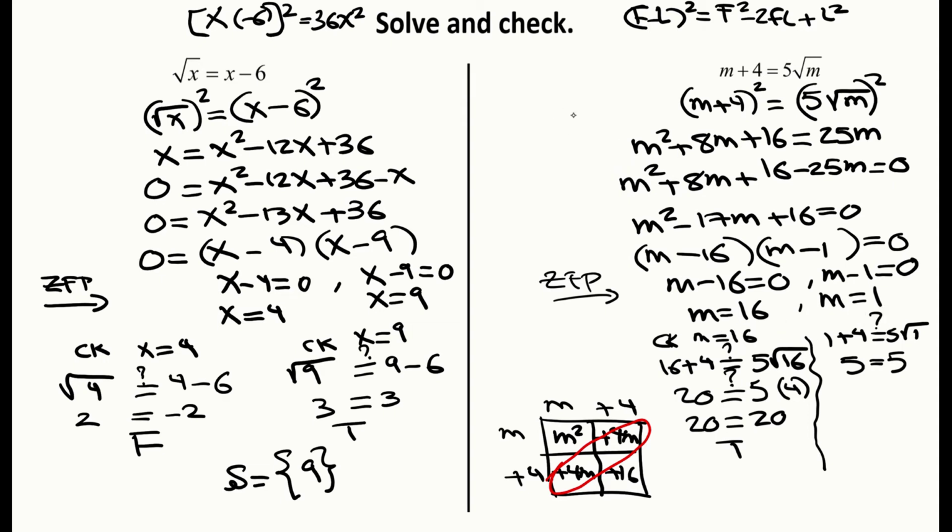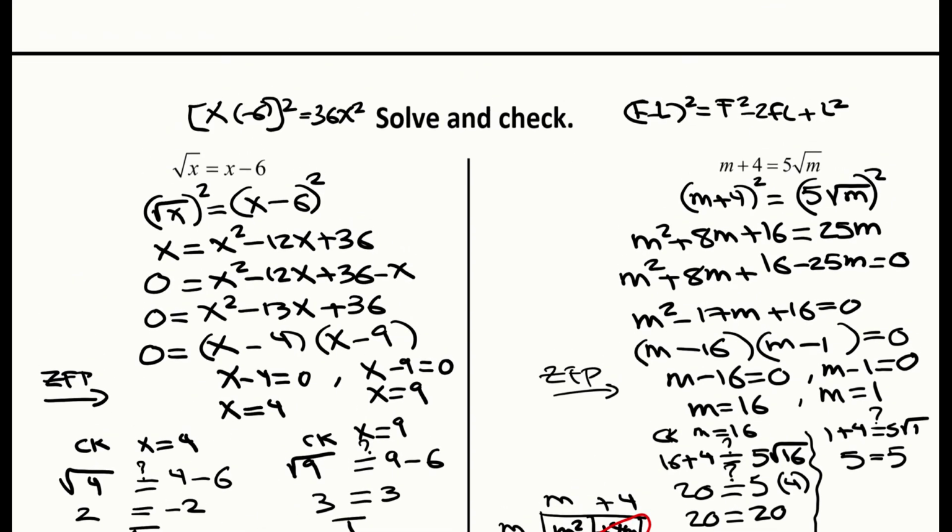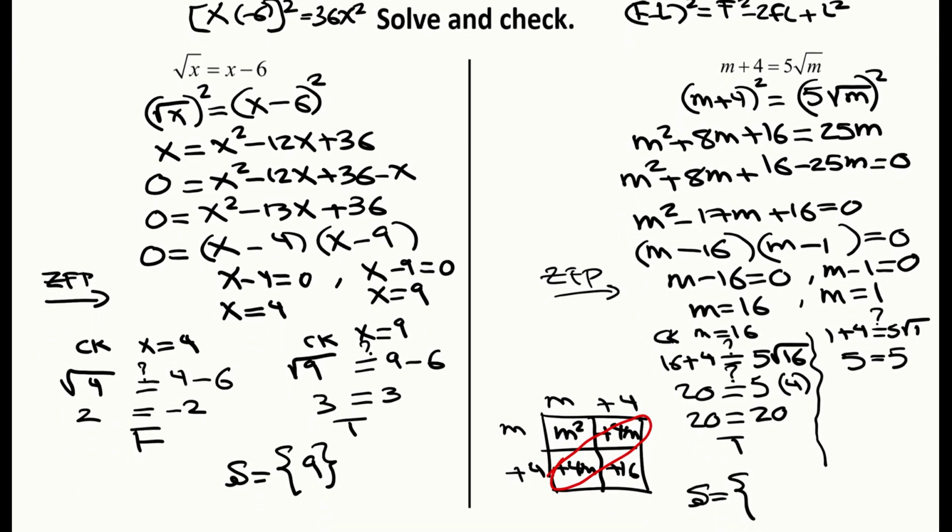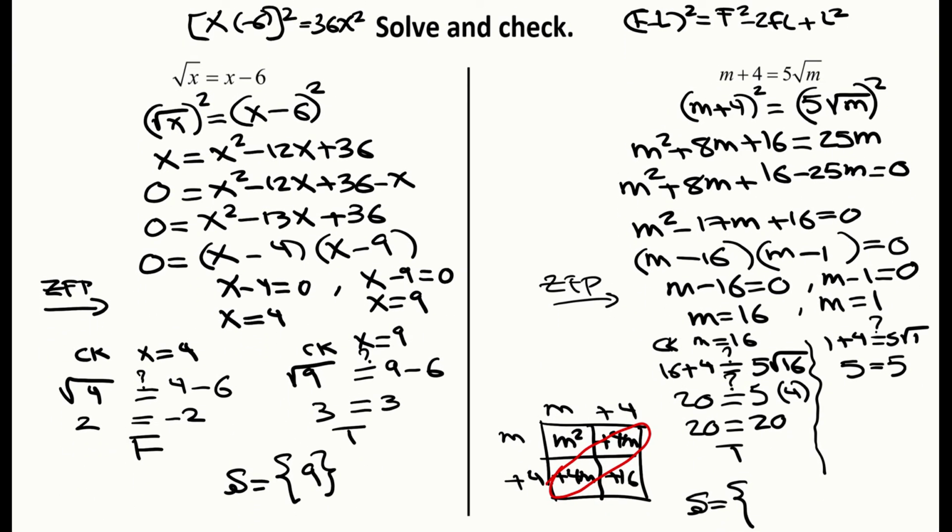So we're going to write our solution set, and even though the solution sets we use are not ordered sets, you can put 16 comma 1. It's kind of nice to go ahead and put them in ascending order. That way all our answers will look the same. So we'll just go 1 comma 16 and we close the set.